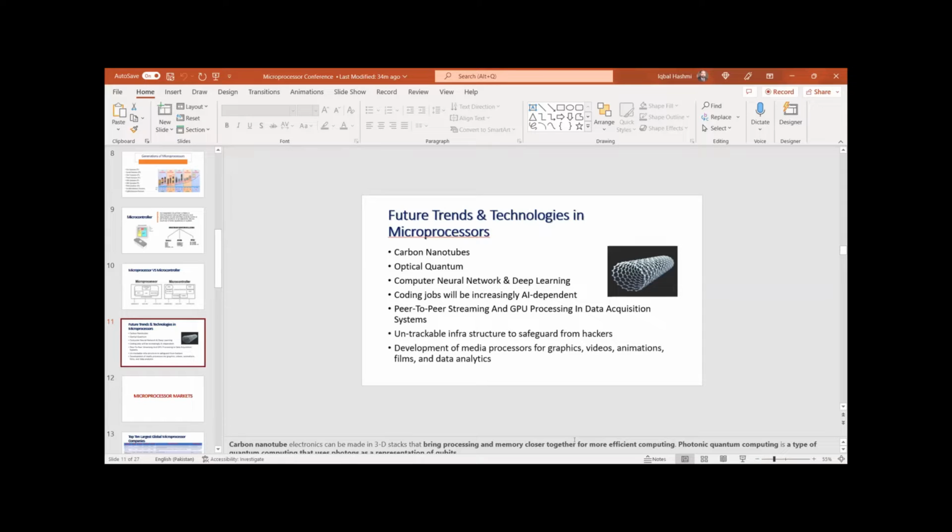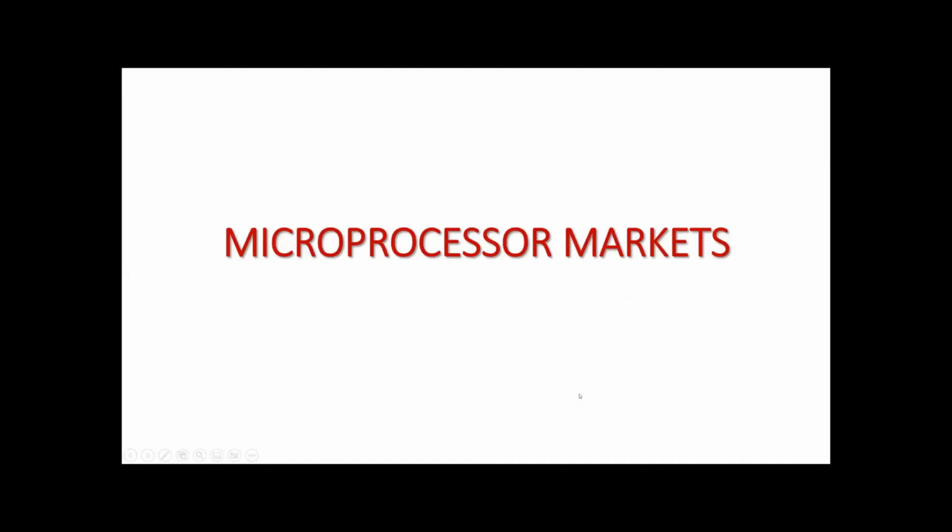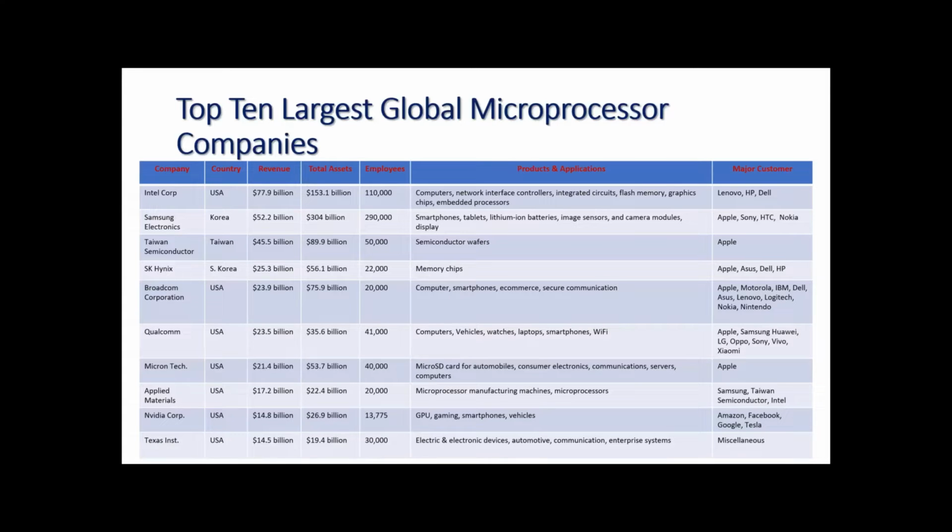And my discussion is basically focused on microprocessor markets and growth in microprocessor markets in future. So this is the top 10 largest global microprocessor companies in the world. You can see that 7 out of these 10 companies are from the USA. The USA is a dominant player in this market, particularly at the high end of the market. And Taiwan's specialty is semiconductor wafers. Wafers are the surface on which IC circuits are etched. So 90% of wafers are made in Taiwan.